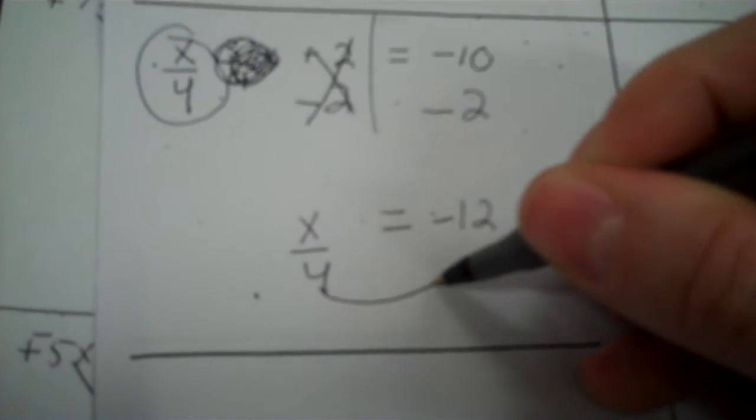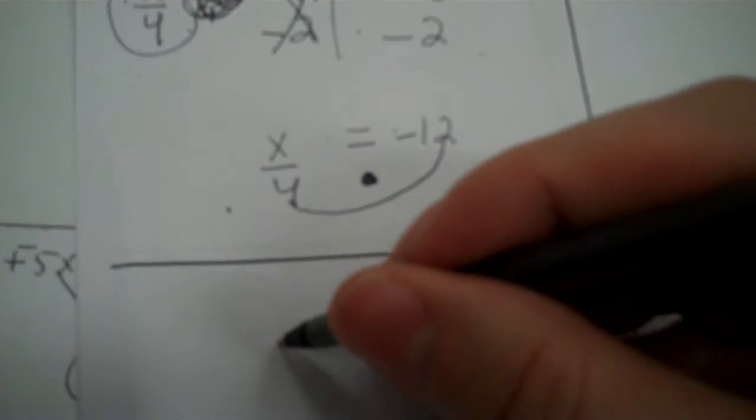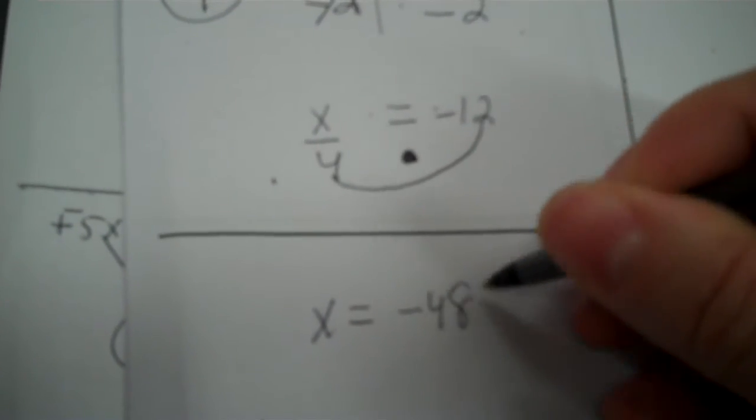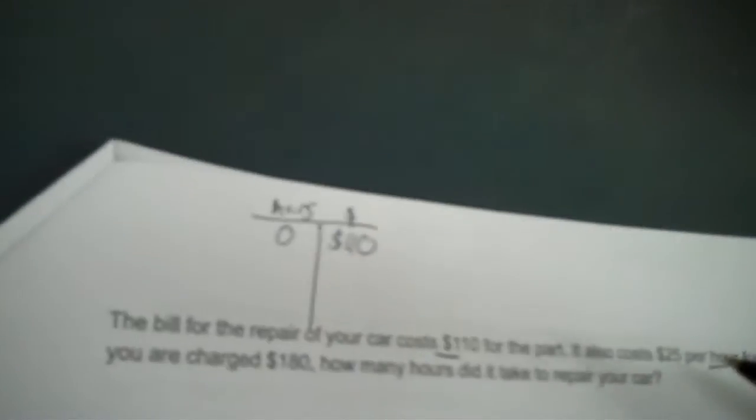Now if I see divide, I'm going to multiply, and it doesn't matter how I multiply, I just need to multiply the two numbers with the loop, okay? So I multiply, take 4 times negative 12 is negative 48. Here's the solution for x. Okay, now back page is blank. Now we're going to get into some word problems. I kind of will help you out a little bit to tell you what you need to do.